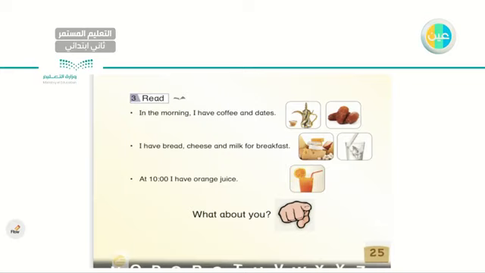So you have this in your book, okay? Let's read these sentences together because this is an introduction for our next lesson. In the morning, I have coffee and dates. So that will be what, my dear student? That will be breakfast, right? In the morning, I have coffee and dates. I have bread, cheese, and milk for breakfast. Very good. At 10 o'clock, I have orange juice.